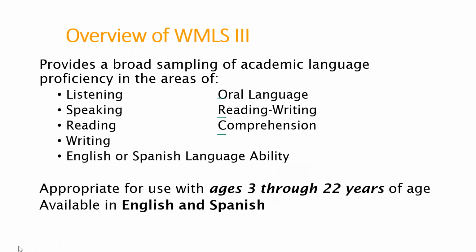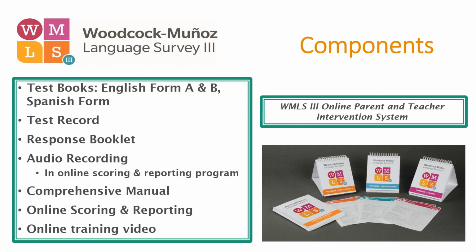As we look at the components, there are 2 forms of test books in English. There's a Form A and a Form B, and there's 1 form of Spanish. There's also a test record. We'll talk a little bit about the comprehensiveness of the test record. There are areas where you can fill in qualitative information about the student's language history. There's also a response booklet and an audio recording. The audio recording is housed online, and the scoring for the WMLS is through the Riverside Score platform.